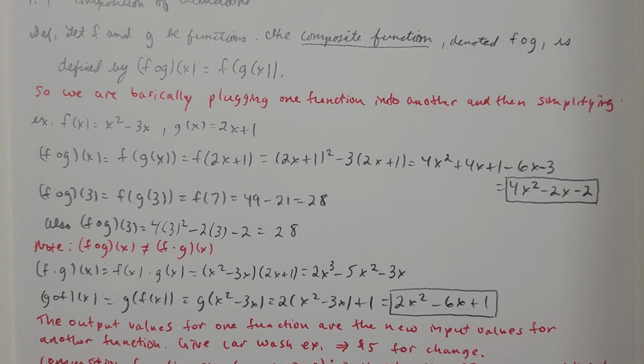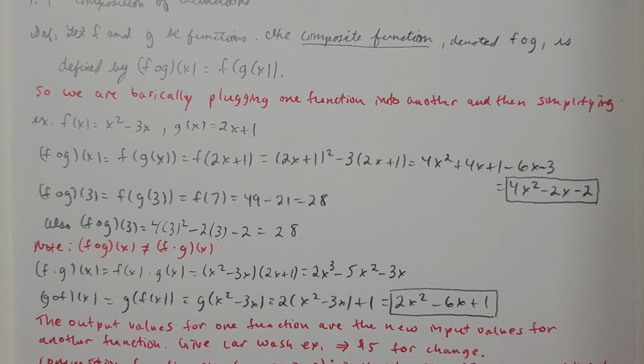Okay. Also, I don't need to redo the problem again if I've already found a formula for f composed g of x. So like if I let x be 3, let's just go ahead and plug 3 into this guy that we've got circled. If we do that, we have 4 times 3 squared minus 2 times 3 minus 2. Okay, 3 squared is 9 times 4 is 36, minus 6 is 30, minus 2 is 28. So we still get the same answer.